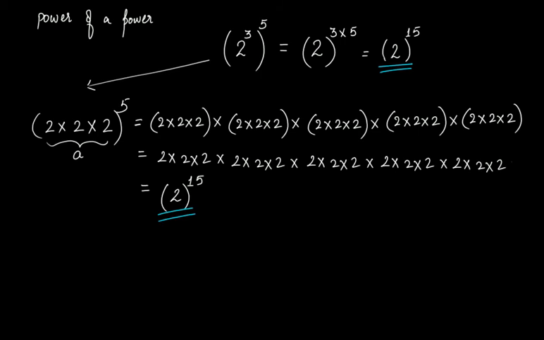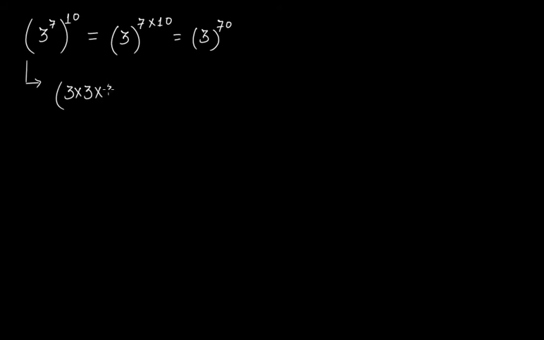Let's take another number. Let's say we have 3 to the 7th power, and this is further raised to the 10th power. According to the third law of exponents, if you have a power that is further raised to another power, this will be 3, and the exponent gets 7 times 10. And what do we get? We get 3 to the 70th power. This is the result. If you want to see the proof, then do this. This is 3 to the 7th power. That means 3 times 3 times 3, so 4, 5, 6, and 7, right, to the 10th power.